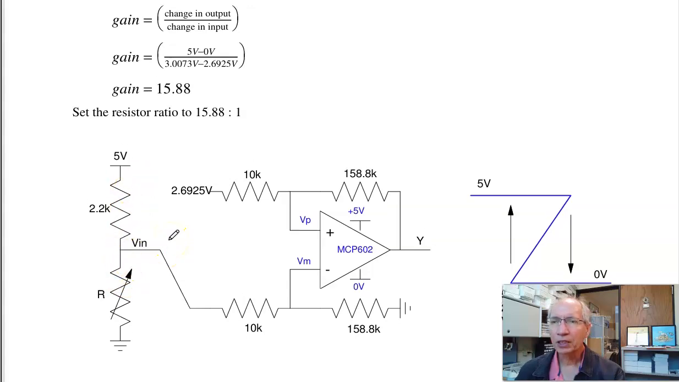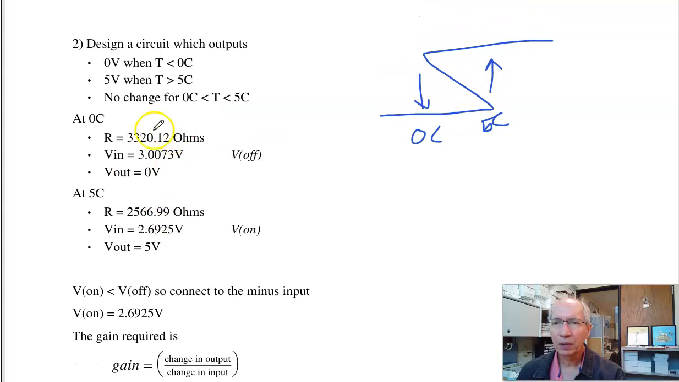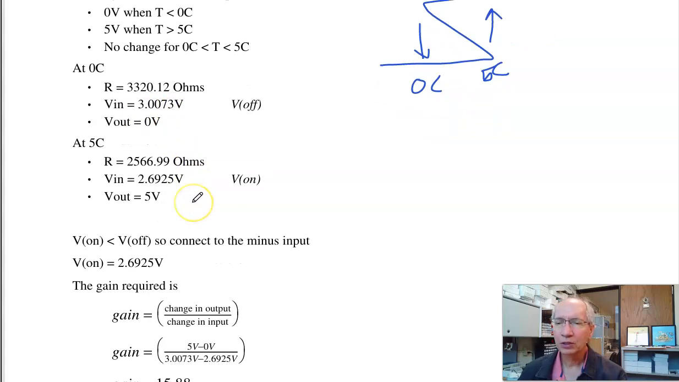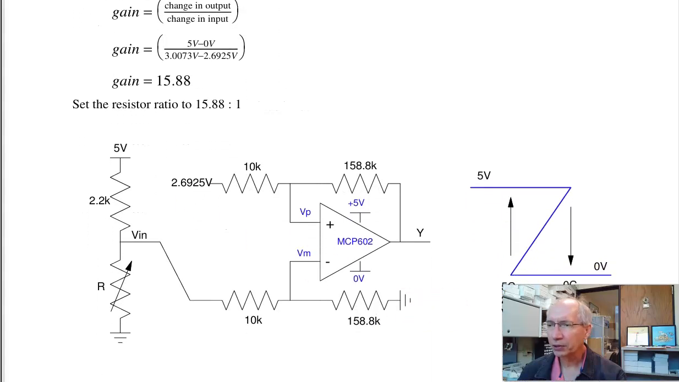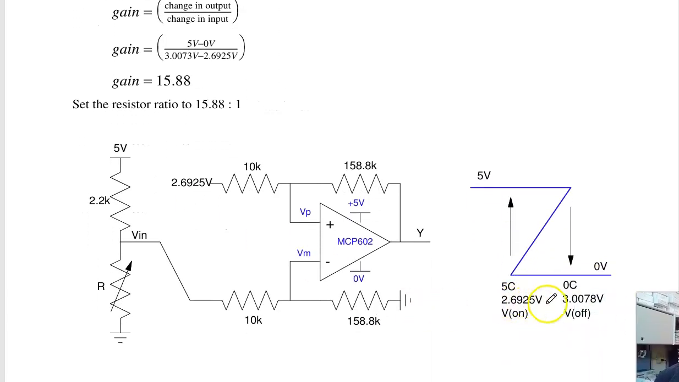I want to turn on at 2.69 volts and turn off at 3.00 volts. So here's what it kind of looks like. Since V on is less than V off, I connect to the minus input. Here's my Schmitt trigger. The on voltage is your offset, and the gain is the slope. The output changes by 5 volts as the input changes by 0.3 volts, which gives you a gain of 15.88.